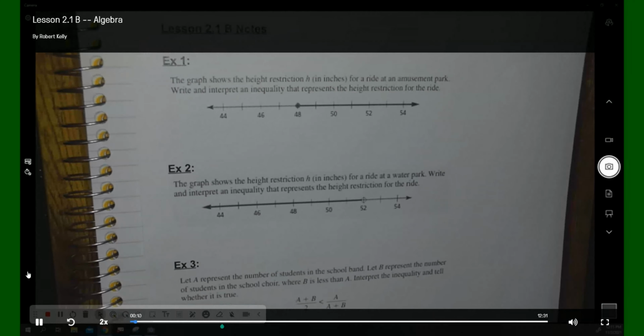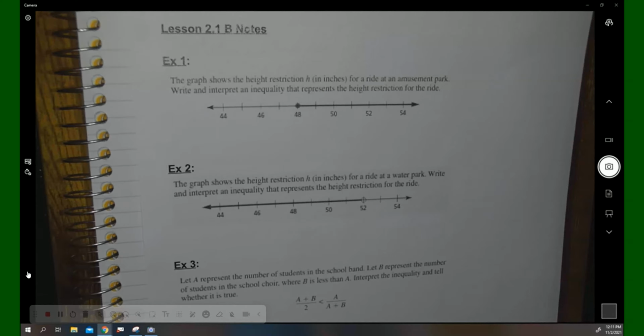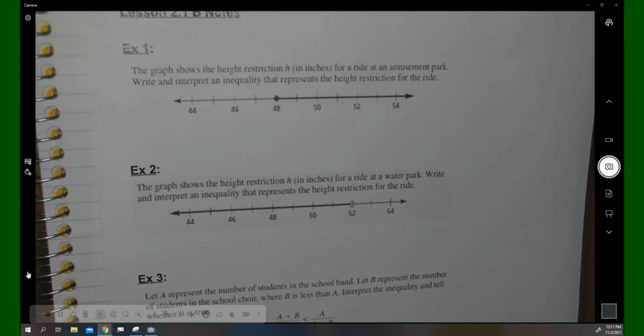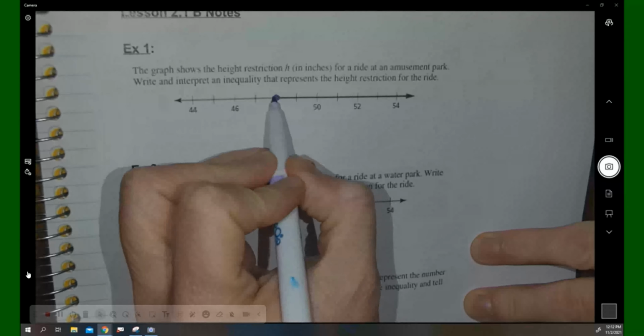This is lesson 2.1b. In this lesson, we're going to be looking at graphs of inequalities, and we're going to be writing the inequality for it as well as interpreting what it means. So as we look at this first example, it says, the graph shows the height restriction h in inches for a ride at an amusement park. Write and interpret an inequality that represents the height restriction for the ride. So when we look at this, one thing I want to point out to you is that this circle right here is filled in.